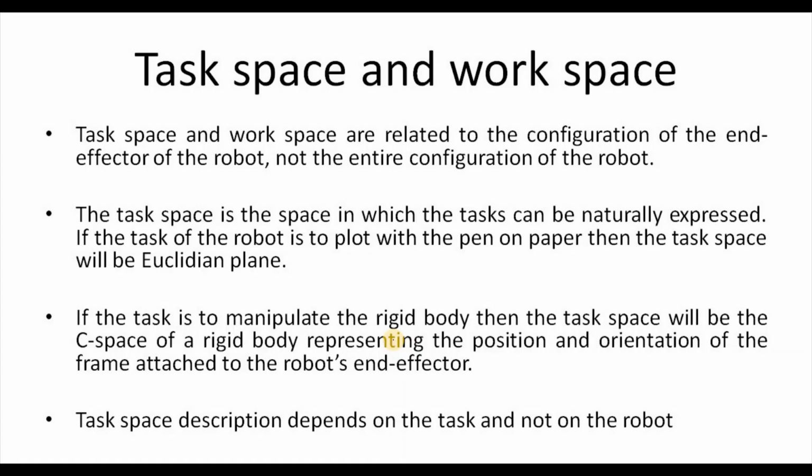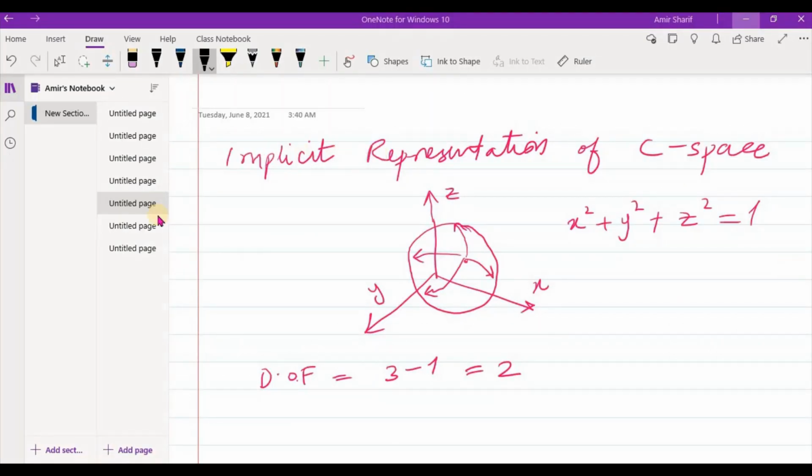Okay, the next concept is about task space and workspace. Task space and workspace are related to the configuration of the end effector of the robot. They are not related to the entire configuration of the robot. So when we are talking about the task space or workspace, we are only concerned about the end effector and not the rest of the robot.